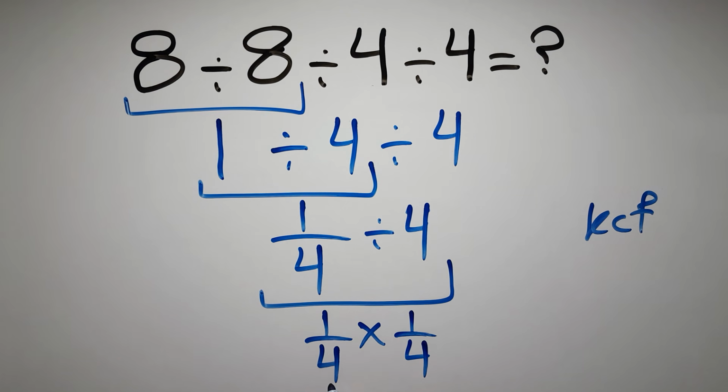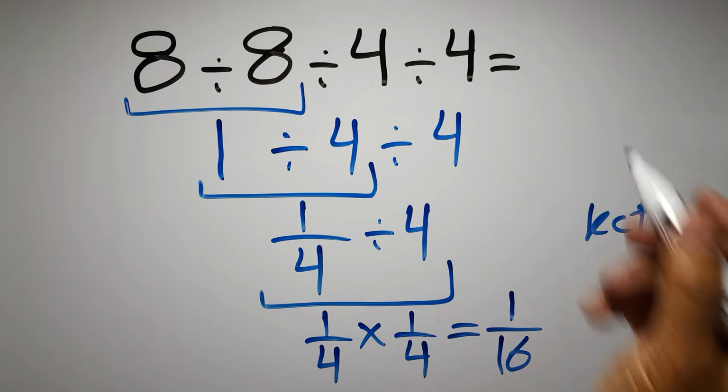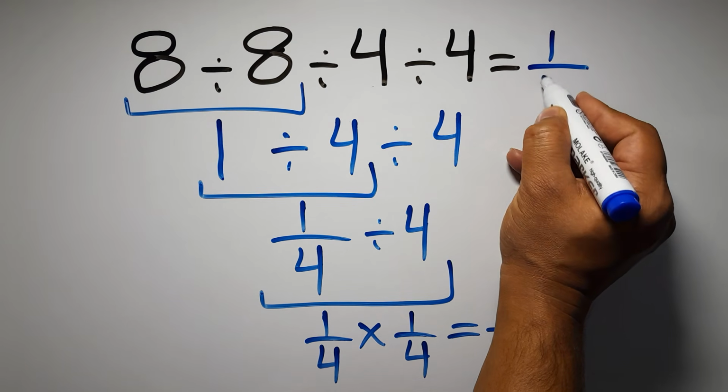So 1 over 4 times 1 over 4, which equals 1 times 1 gives us 1. So 1 over 4 times 4, which equals 16. And this is our final answer to this problem. The correct answer is 1 over 16.